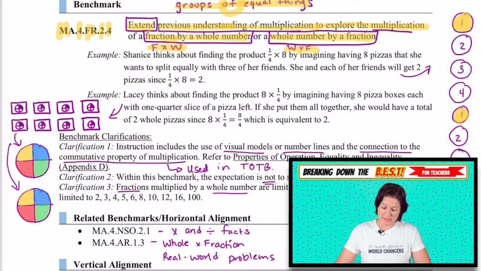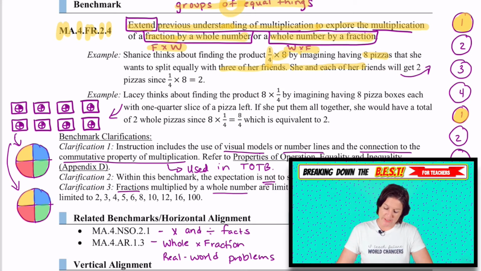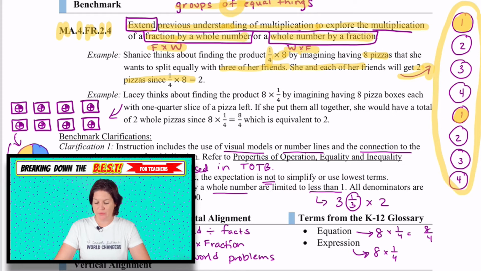It says Shanice thinks about finding the product of 1/4 times 8, which would be 1/4 of 8, by imagining having 8 pizzas that she wants to split equally with her 3 friends. So she plus her 3 friends, so that's 4, will get 2 pizzas each, since 1/4 of 8 equals 2. So here's a model for that. If there are 8 pizzas here, and then you divide those out, each person can get 2 pizzas.